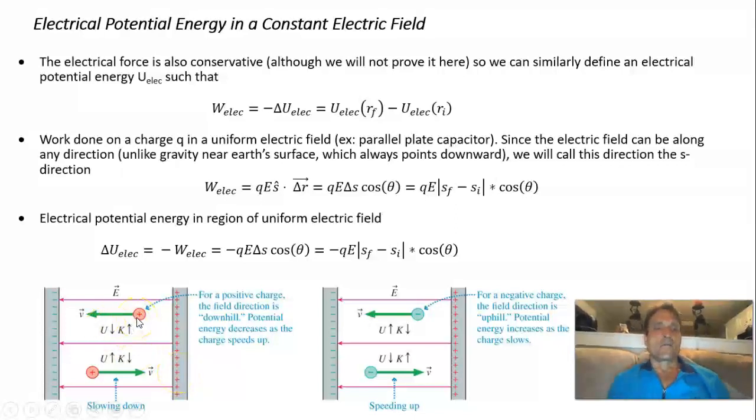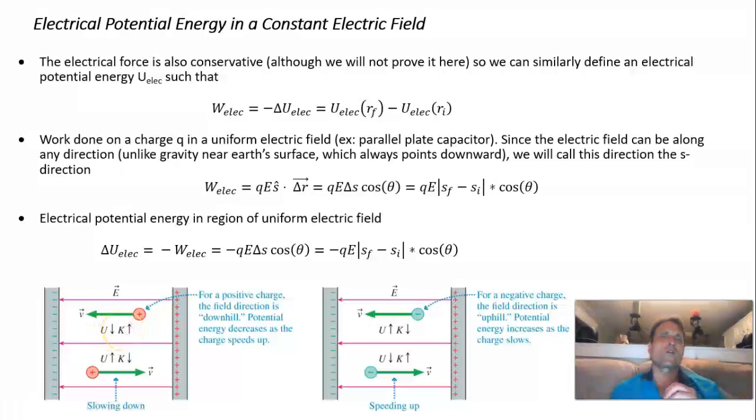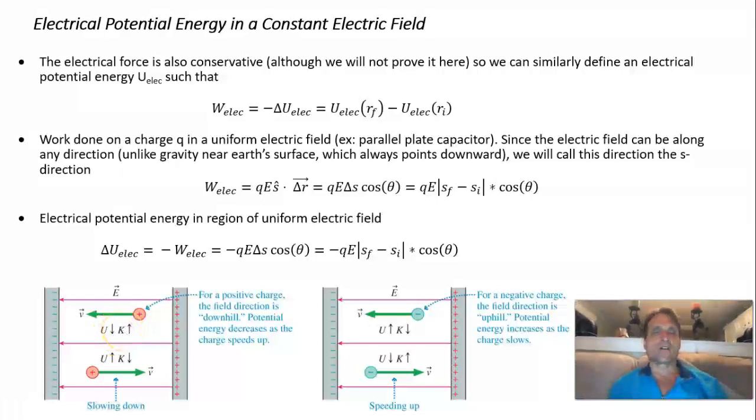So charges always gain potential energy if they're going against the gradient. They gain potential and lose kinetic if they're going uphill. And if they're going downhill, they lose potential and gain kinetic. And so this was a quick review of the electrical potential.